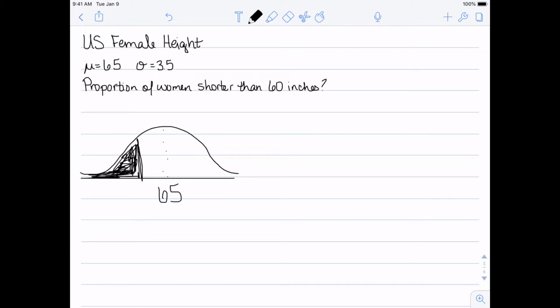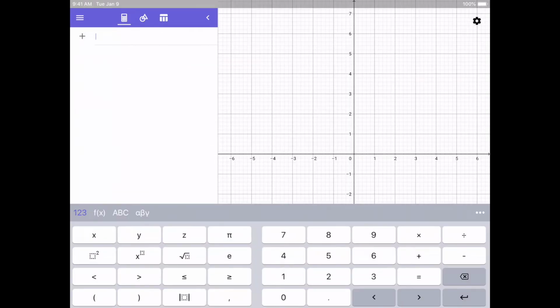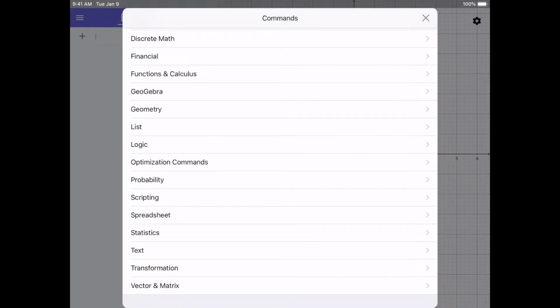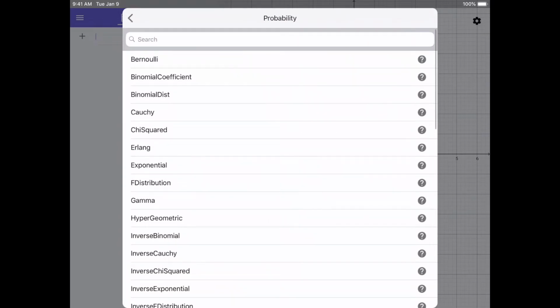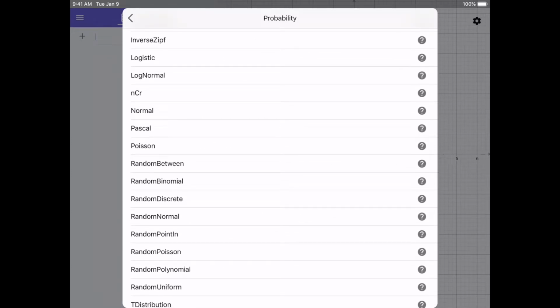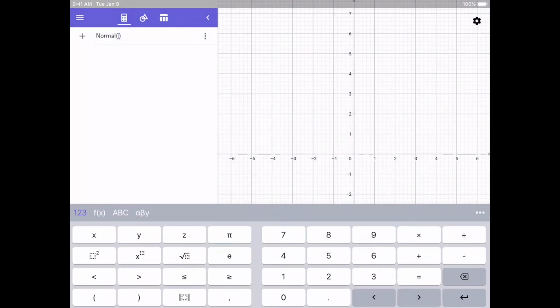In order to do this, like I said, we're going to look at a calculator. Here's my GeoGebra graphing calculator. I'm going to hit the 3 dots at the top right of the keyboard to get to my commands. And instead of statistics, this time I'm going to go into probability. The probability that I want is the normal, because we're dealing with the normal distribution. In order to use this, I now need to enter 3 numbers. I start with the mean height, which is 65, comma, standard deviation, 3.5, comma, the actual data value that I'm interested in, 60.